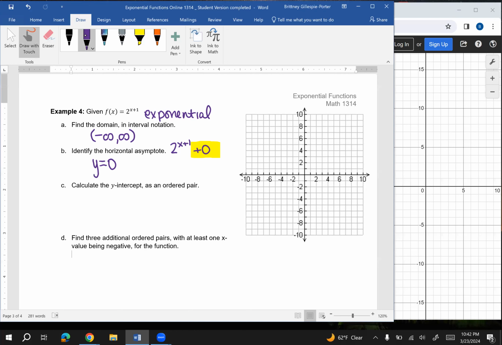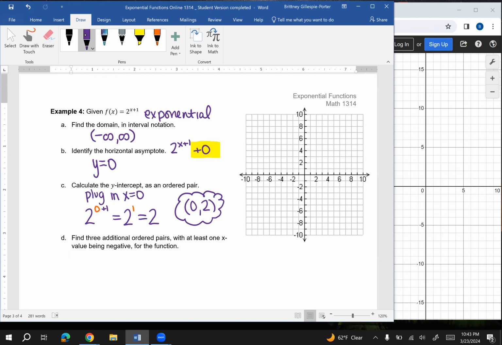To calculate your y-intercept, remember that means plug in x equal to 0 and solve. So we're going to have 2 to the, instead of x plus 1, 0 plus 1, which gets us 2 to the 1, and 2 to the first power is 2, which means that we just found the ordered pair (0, 2).